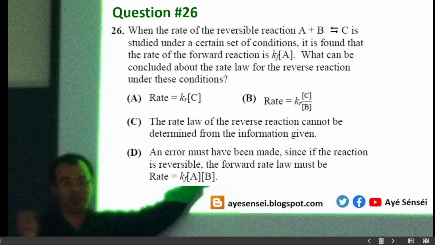Here's the question. When the rate of reversible reaction A plus B becomes C is studied under certain sets of conditions, it is found that the rate of the forward reaction is given by this. So what can be concluded about the rate law for the reverse reaction under the same conditions?